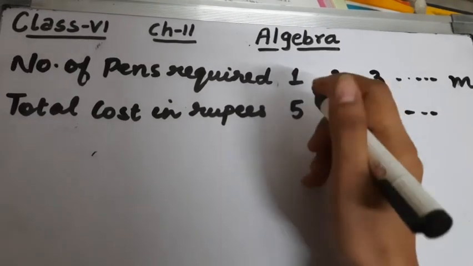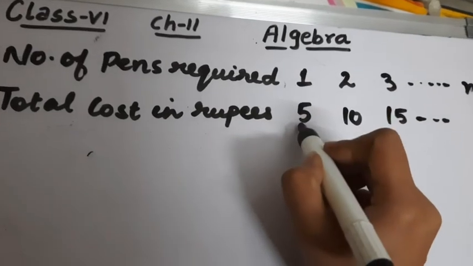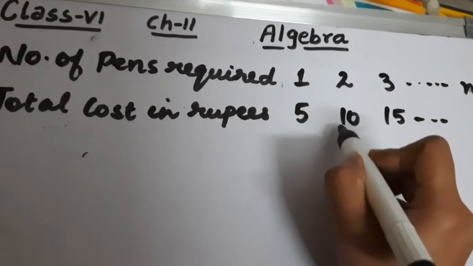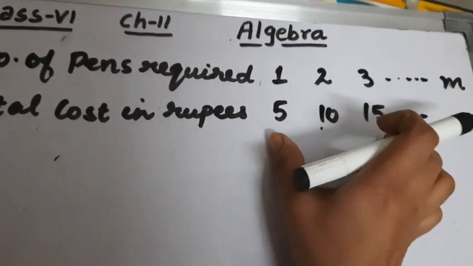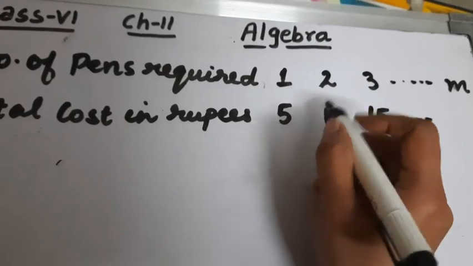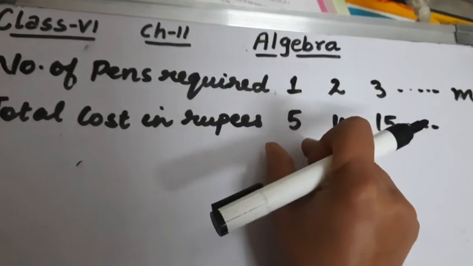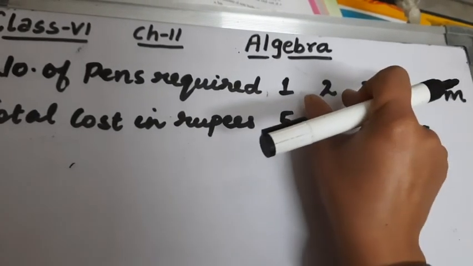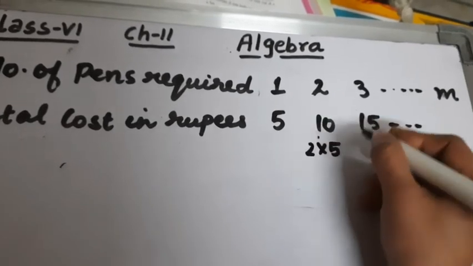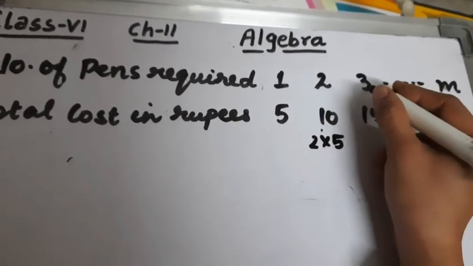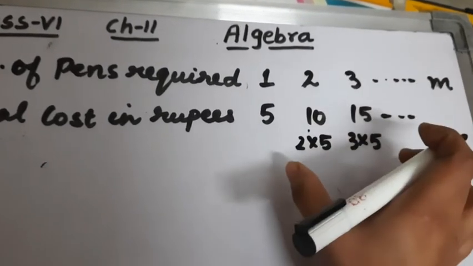See, the cost of one pen is rupees 5. Cost of two pens will be 10. Cost of 3 pens is 15. So see the pattern from here. What is the pattern? That we are multiplying the number of pens by 5. When the number of pens is 1, then cost is 5. When the number of pens is 2, then cost is 2 multiplied by 5, which is 10. When the number of pens is 3, then cost is 3 multiplied by 5, which is 15. So there is a pattern here.